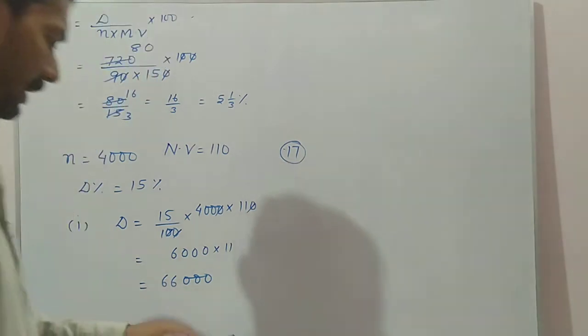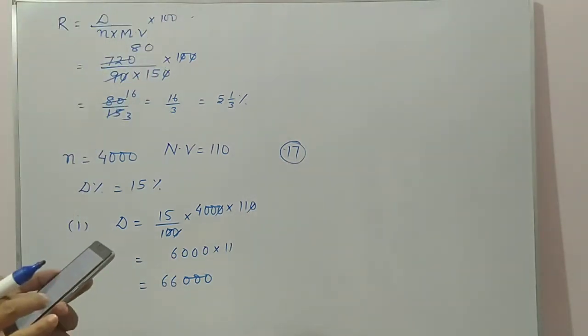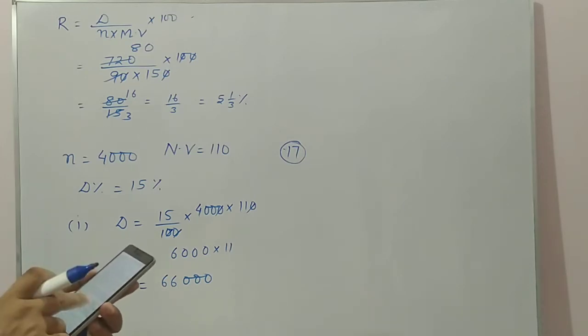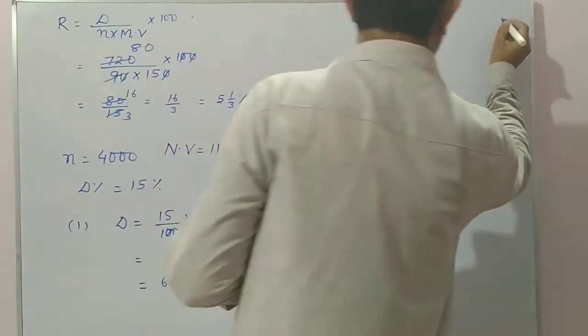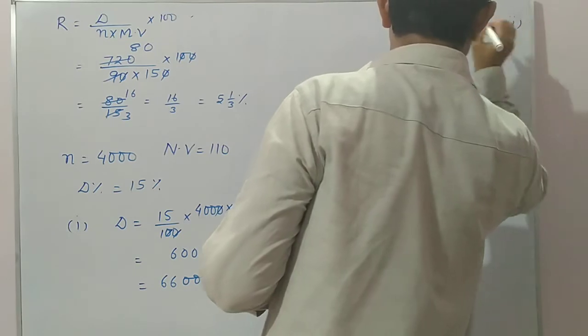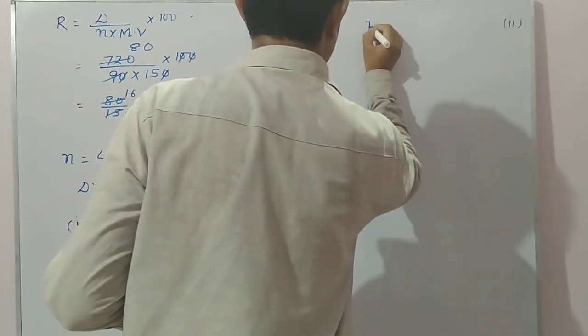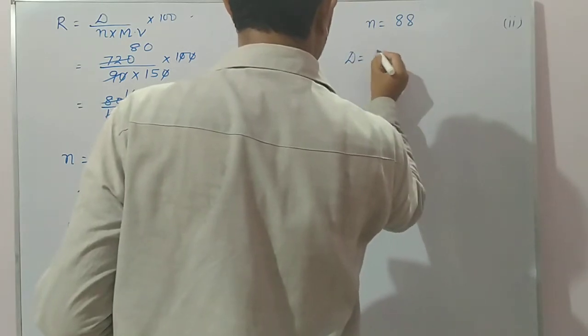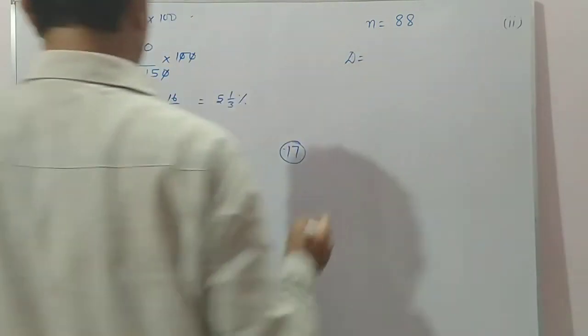Second part, it is given that the annual income of Shahrukh, who holds 88 shares in the company. You have to find the dividend of Shahrukh. So the number of shares held by Shahrukh is 88. The dividend percent is 15%.